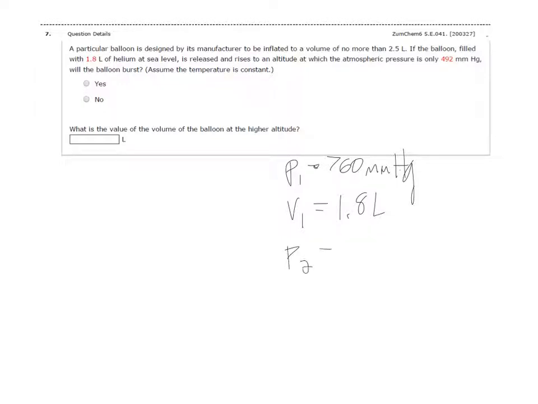The new pressure, 492 millimeters of mercury. And the new volume is what we're going to solve for. And then once we solve for that, we'll ask ourselves, is that bigger or smaller than 2.5 liters? So long as the pressure units are the same, you do not need to convert into atmospheres.